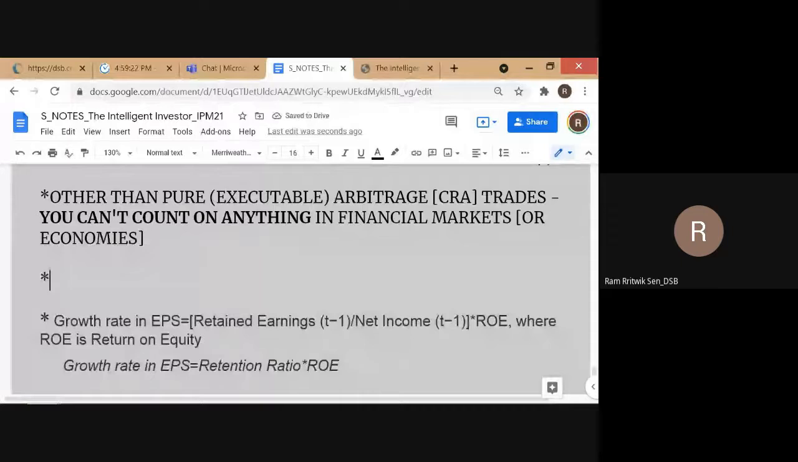Viveka wants to come in here. Okay, one minute. Minimize. All right, that's good.